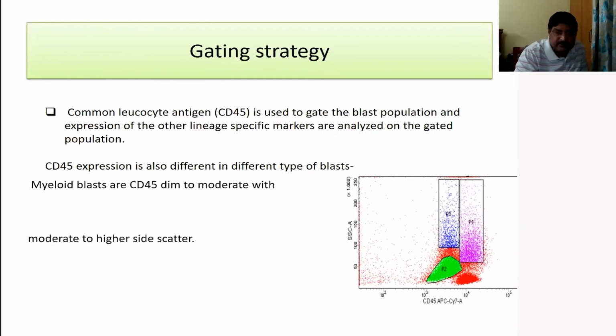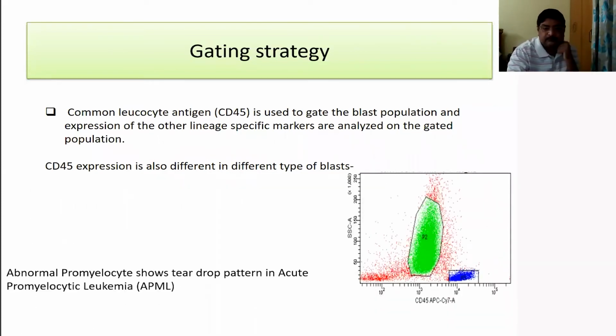I think this slide is, yes, myeloid blasts are CD45 dim to moderate with moderate to high side scatter. So you can see that the P3 and P4 gates are usually the granulocytes and monocytes. This P2 actually is the population of interest, and they are gated, this green population. Next. Abnormal promyelocytes, as they are bigger cells with higher cytoplasmic content, will show a larger side scatter. So that is how you will identify acute promyelocytic leukemia. Next, please.